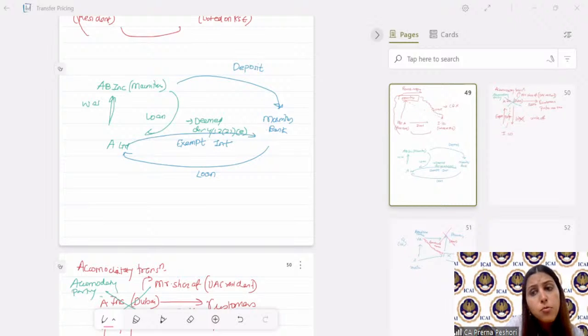No, if the assessee objects, then as I said, it has to object before the principal commissioner. Clear, Namita?